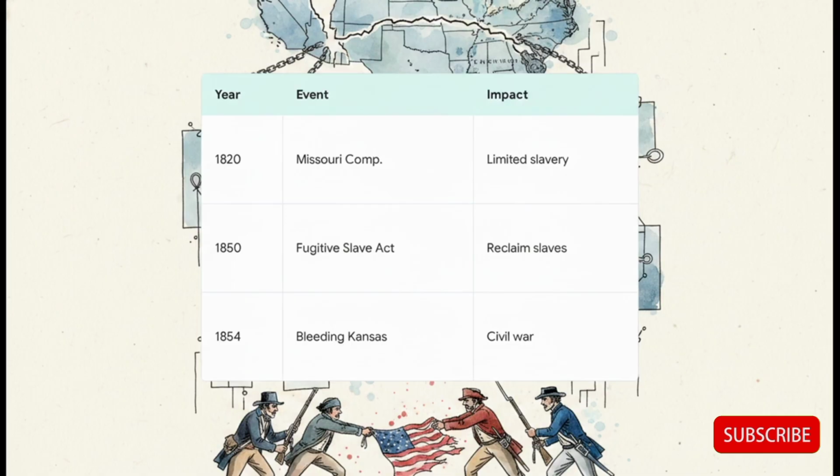The 1820 Missouri Compromise had maintained a fragile peace by geographically limiting slavery. But by 1850, the Severe Fugitive Slave Act heavily enraged Northern abolitionists. And by 1854, the policy of popular sovereignty, which basically let settlers vote on slavery, led to literal open combat in the territory appropriately named Bleeding Kansas. The political compromises had entirely failed.